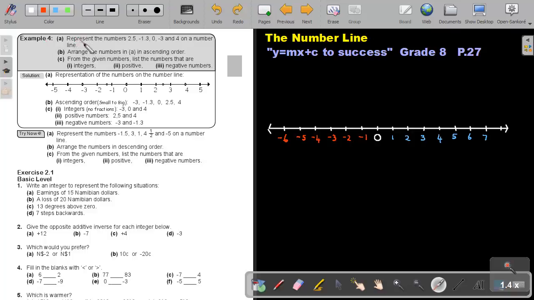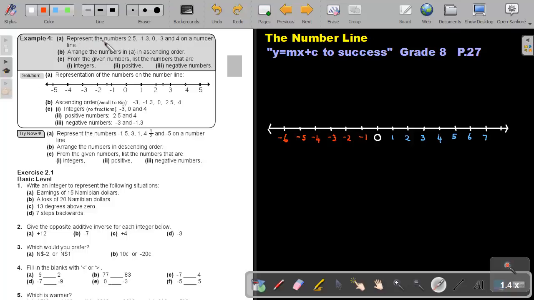If I asked you to represent the numbers 2.5, negative 1.3, 0, negative 3 and 4 on a number line, arrange the numbers in ascending order. From the given numbers, list the numbers that are integers, positive and negative numbers. Okay, let's start with A. First, take your ruler and draw a number line. Just make 1 centimeter spaces and then fill in the positive as well as the negative numbers.